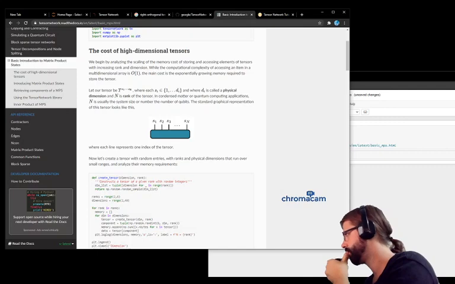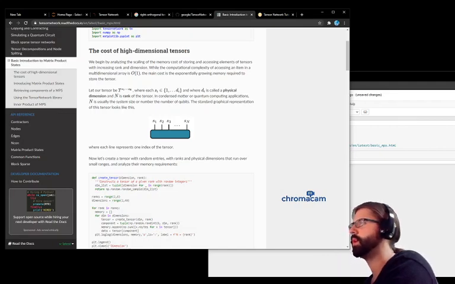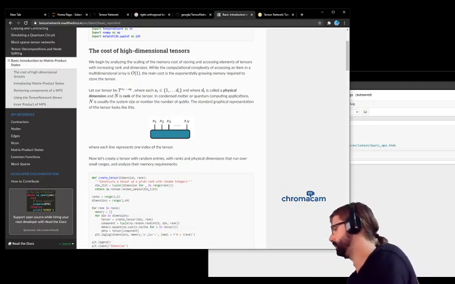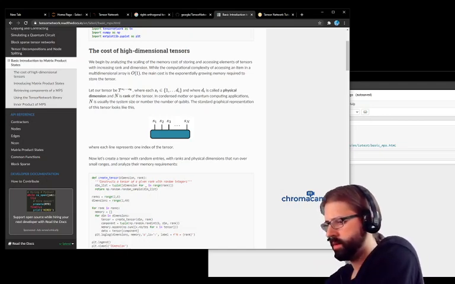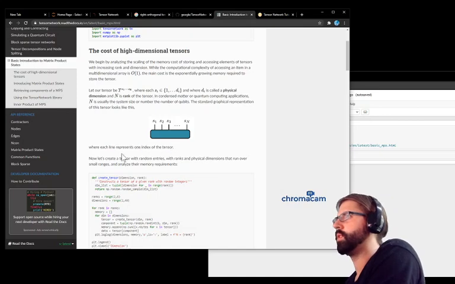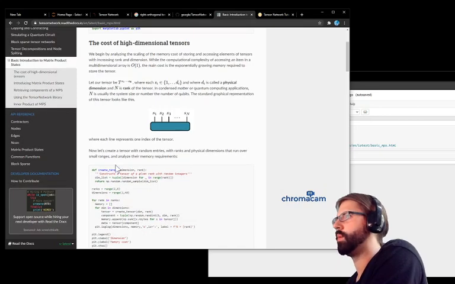But then, really? I'm getting a bit confused with the Hamiltonian and the qubit being two-dimensional then. But I guess the Hamiltonian is always a matrix, right? Where each line represents an index of the tensor. Now let's create a tensor with random entries with ranks and physical dimensions that run over small ranges and analyze their memory requirements.